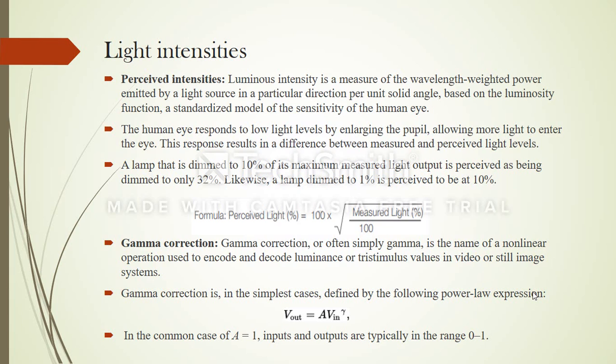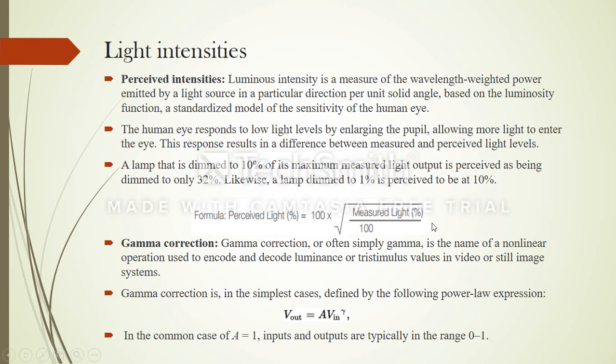A lamp that is dimmed to 10% of its maximum measured light output is perceived as being dimmed only to 32%. Likewise, a lamp dimmed to 1% is perceived to be at 10%. The formula for perceived light is given below.